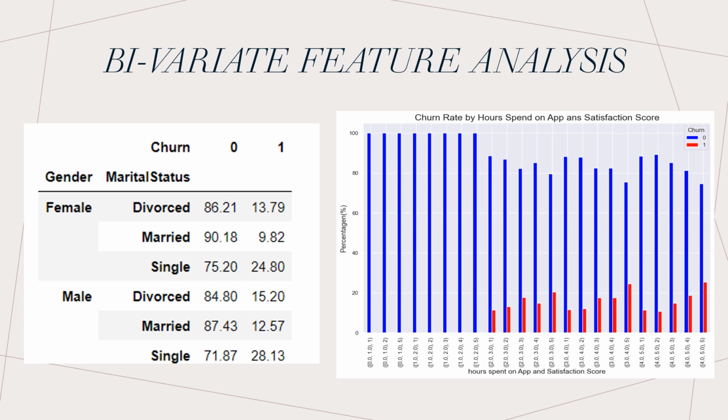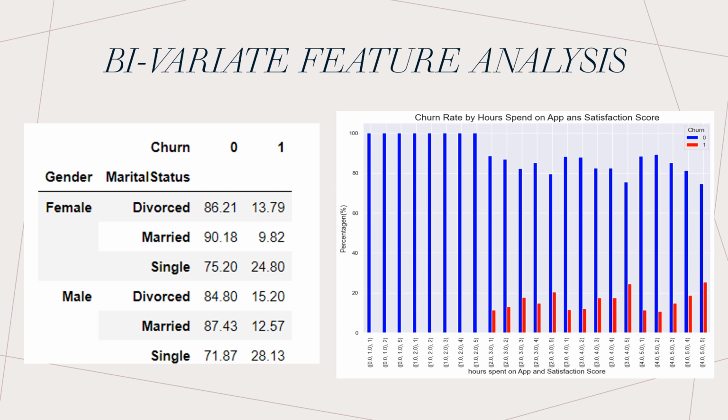This plot is on time spent on the app and the satisfaction score against the churn rate. People who use the app for less than 2 hours never churn. If you look at this report, the first 7 or 8 bars are columns I built, taking the ranges of 0 to 1 hour and 1 to 2 hours. In those, people using the app less than 2 hours, irrespective of their satisfaction score, never churn.